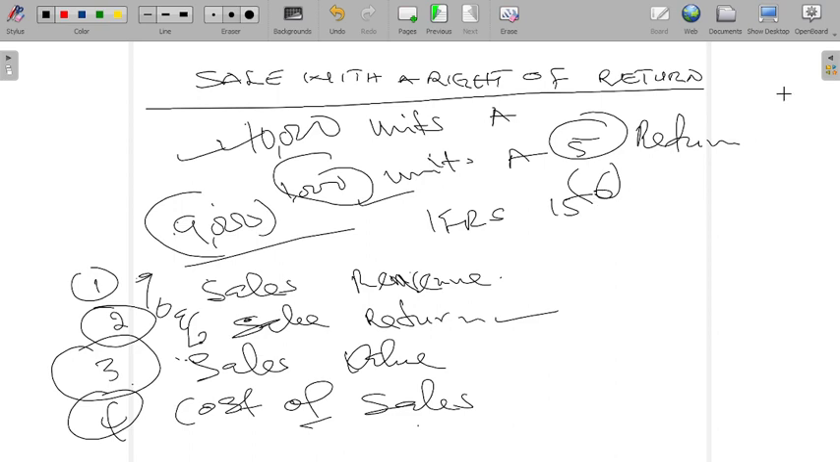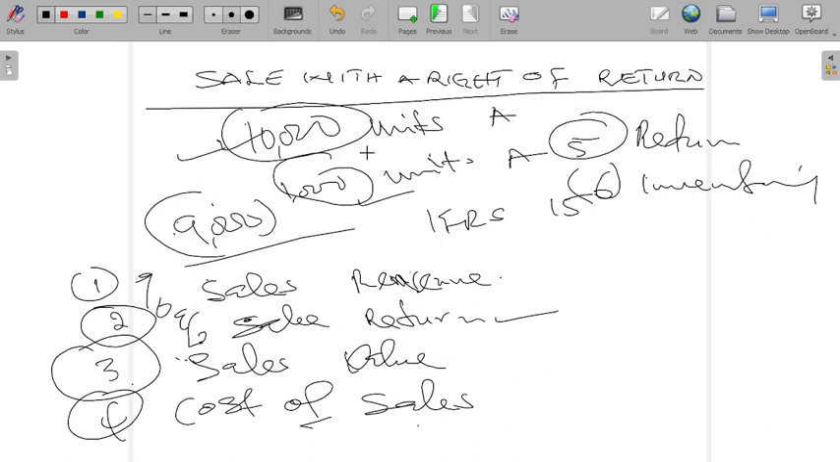Then number 6, the total cost value or carrying amount of the goods should be subtracted from the inventory. The total amount of the 10,000 units should be subtracted from your inventory. That is what this is saying. So that is how to treat sales with a right of return.